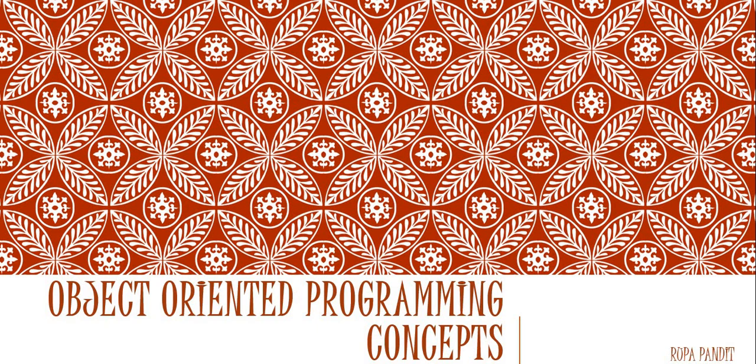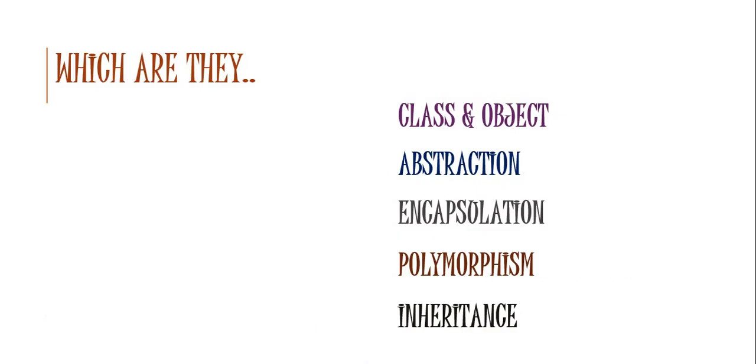Object-oriented programming concepts. Now, these object-oriented programming concepts were made when the object concept was made, for programs to be written in such a way that they get enclosed inside an object. Now, what are the concepts that were used? Which are the concepts?